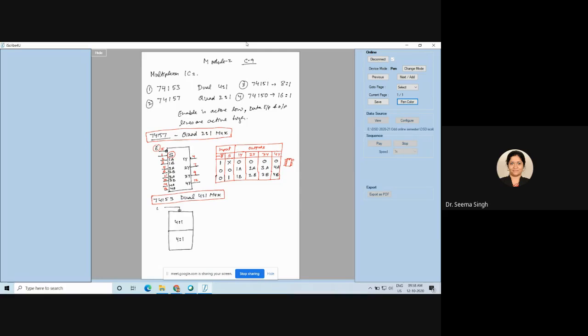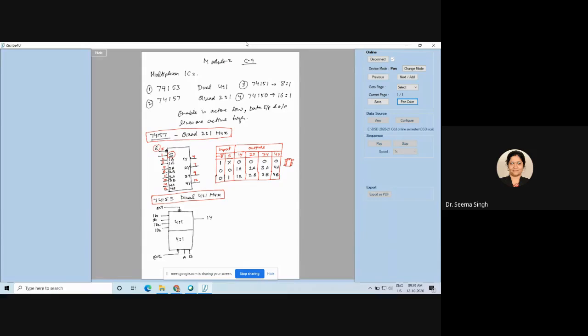It has separate enable pins. In 74157 you saw that it has a common enable pin, but here you have separate enable pins named enable 1 and enable 2, but it has common select lines, A and B. So both will be controlled using separate enables but common select lines. And as I told you, each one will have its own data lines, which will be called 1D0, 1D1, 1D2, 1D3, and the output is your 1Y.